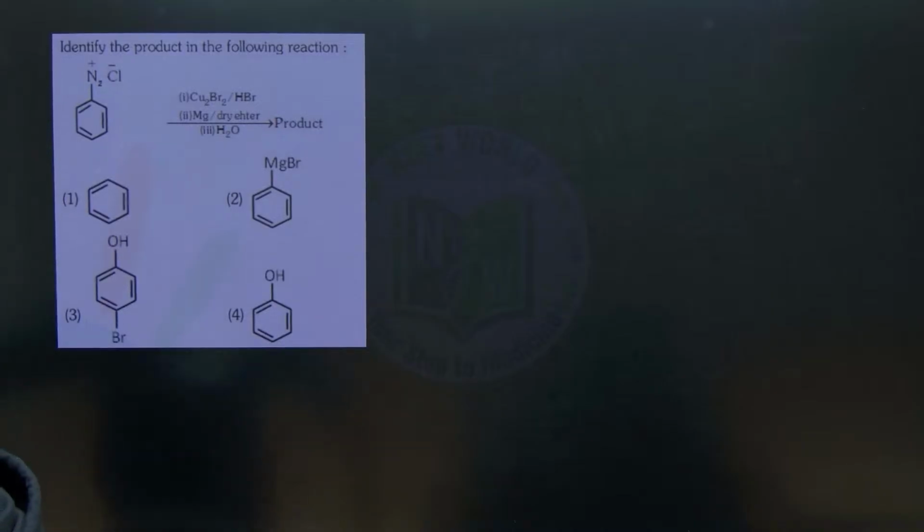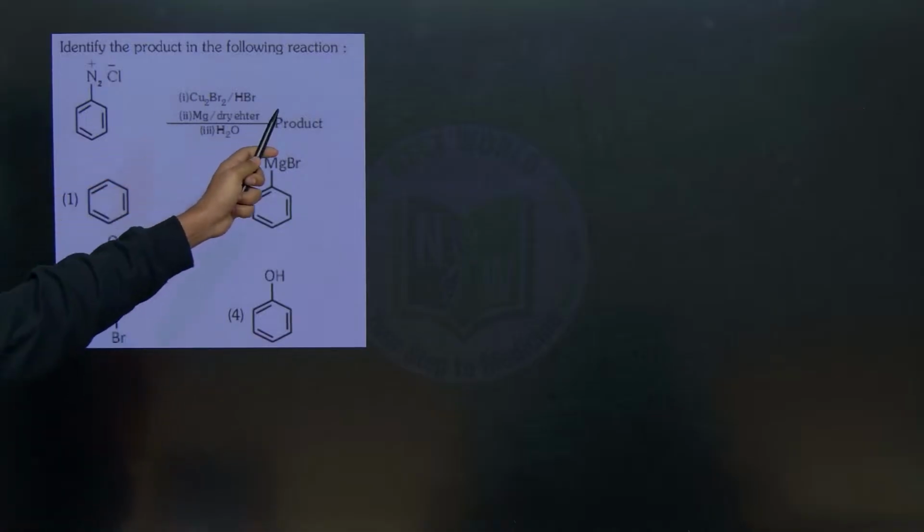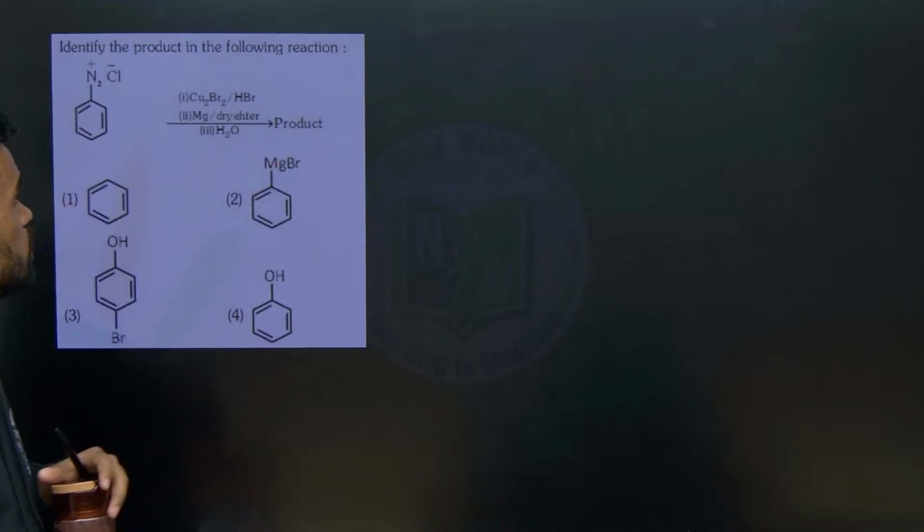Okay, so give a try for this question. First one is diazonium salt is there. We are treating this with Cu2Br2 and HBr. So this is what, Sandmeyer reaction. So what happens there? Just give a try.